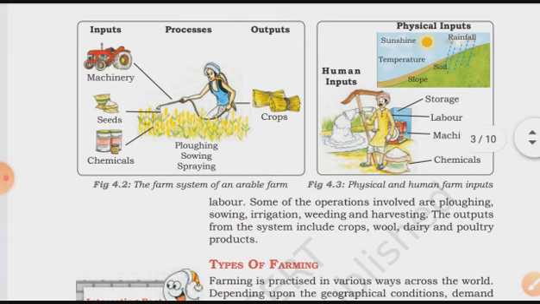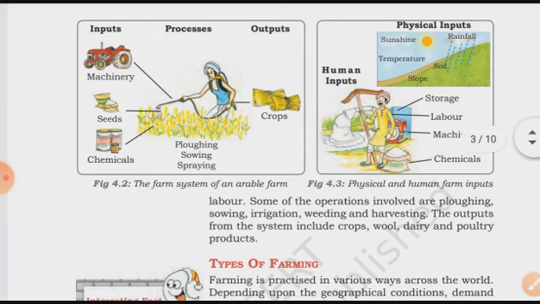As I have already told, you are well familiar. If you want to grow something in our field, we need to plow the land, sow the seeds, give water to the plants, apply weedicide and pesticide, and at last, when the crop is ripe, we have to harvest it.